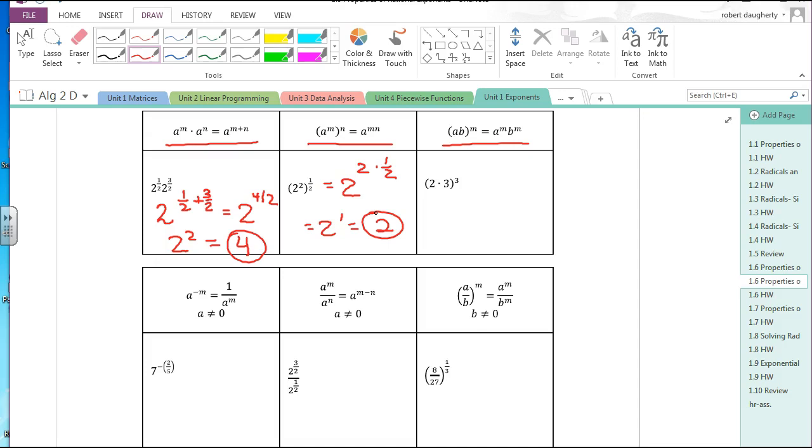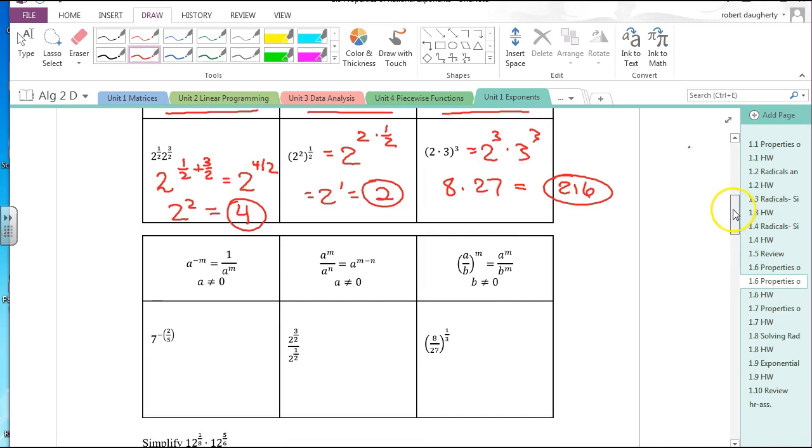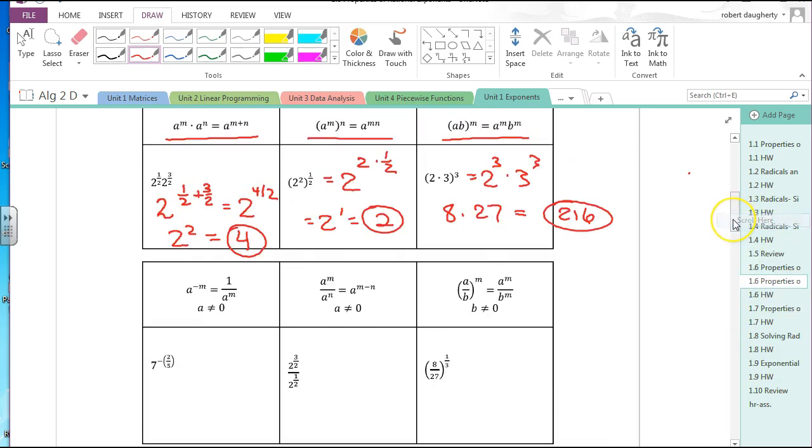Now, if you look at the next one, a couple ways we can do it. This is 6 cubed, because 2 times 3. But if I distribute this exponent, I get 2 cubed times 3 cubed. That is 8 times 27. And that is 160 plus 56, which is 216. Okay, so it's just the same things we've been doing so far, but the exponents tend to be rational numbers.